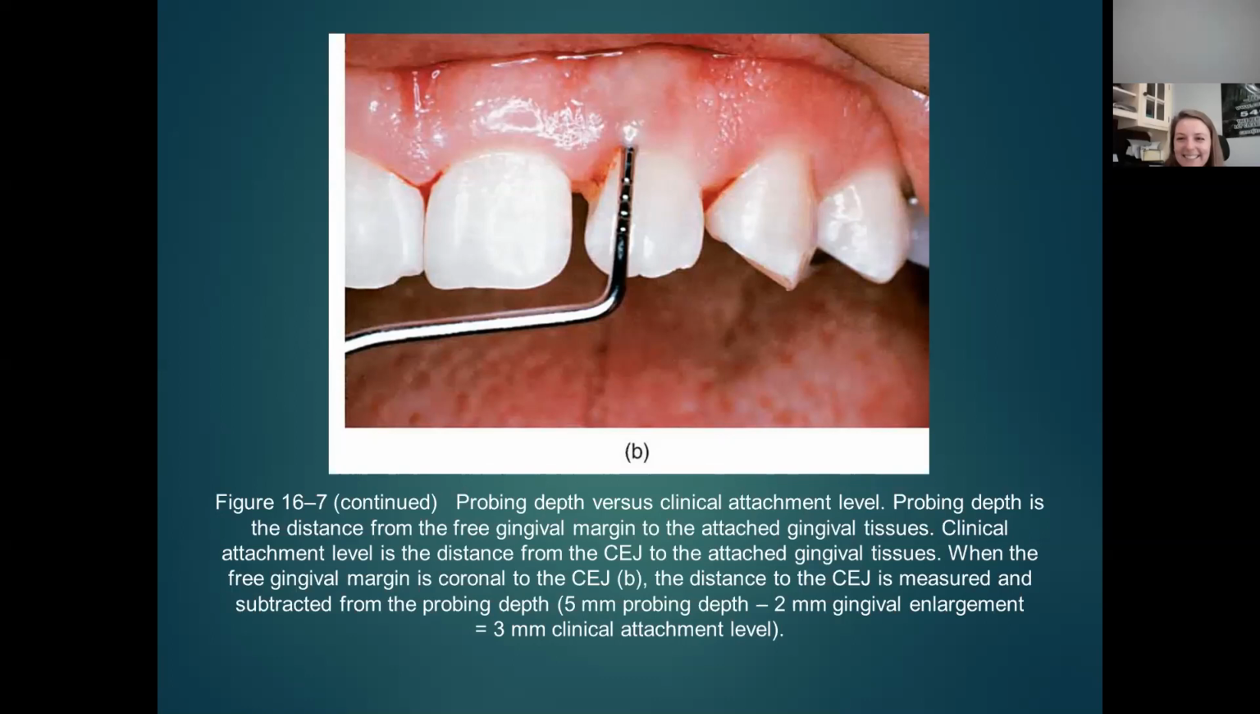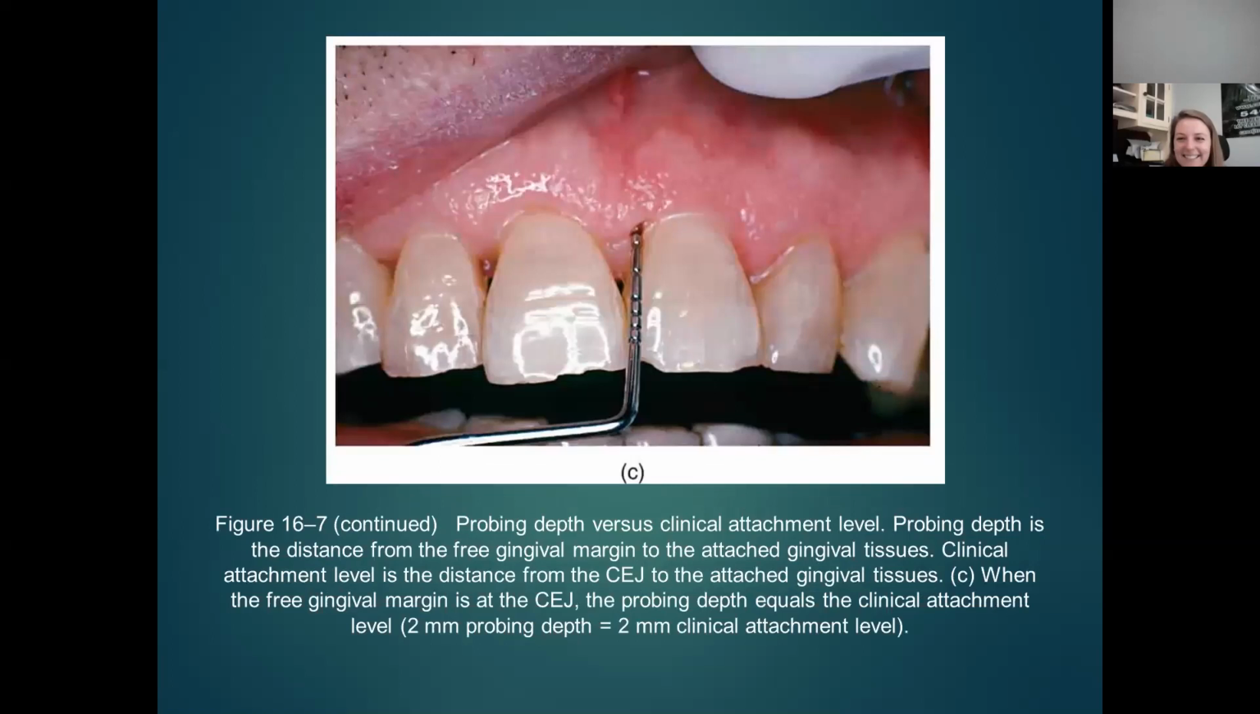Say that CEJ is 2 millimeters below, okay, so for that, they may be probing 4 millimeters or 5 millimeters. Then if the CEJ is 2 millimeters from there, you're going to subtract 2 from the 5 to give you a more accurate CAL for that particular tooth. But if this gingival margin is at or just slightly above the CEJ, for our purposes with Dentrix, we are considering that the normal level and it's a 0.